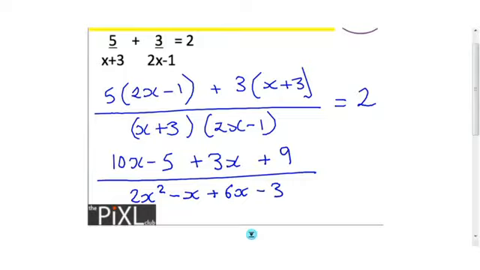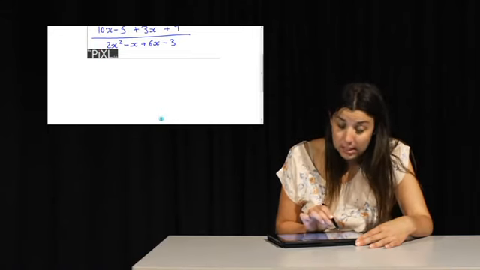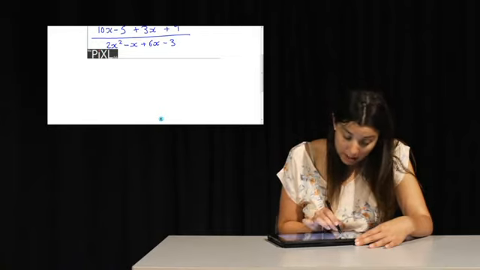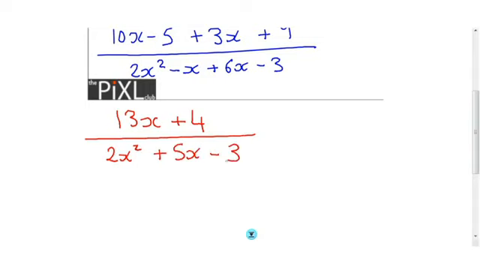We're now in a position to simplify further. So our numerator, we can collect our x's together and our numbers together. So we have 13x. We have negative 5 add 9, which is 4, all divided by 2x squared plus 5x, take away 3. And that's equal to 2.